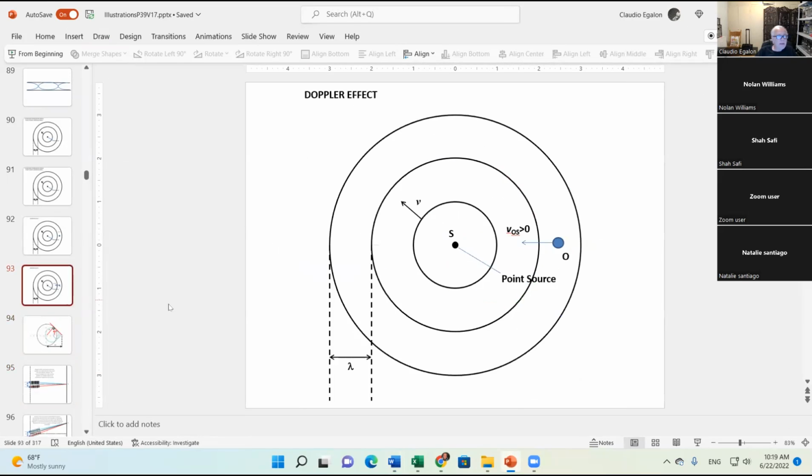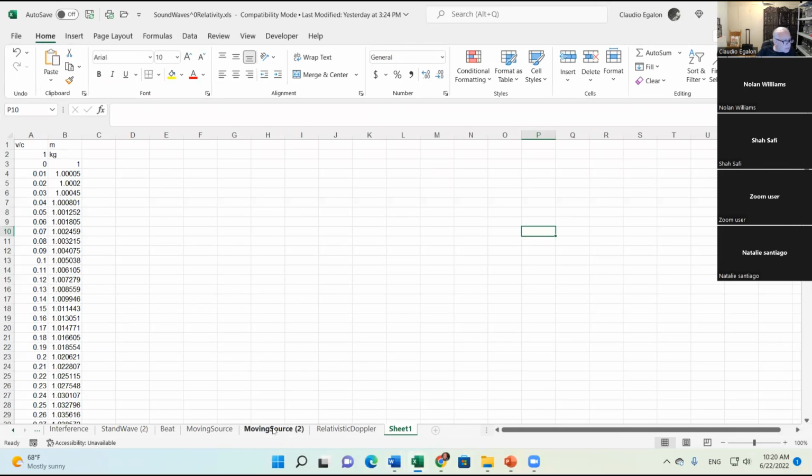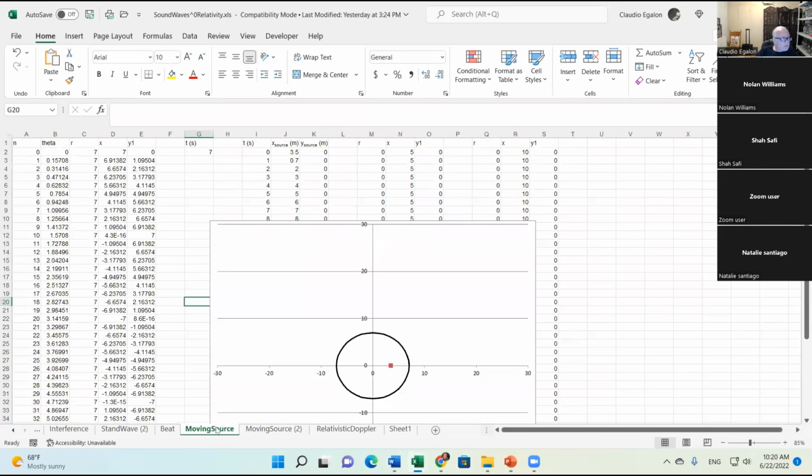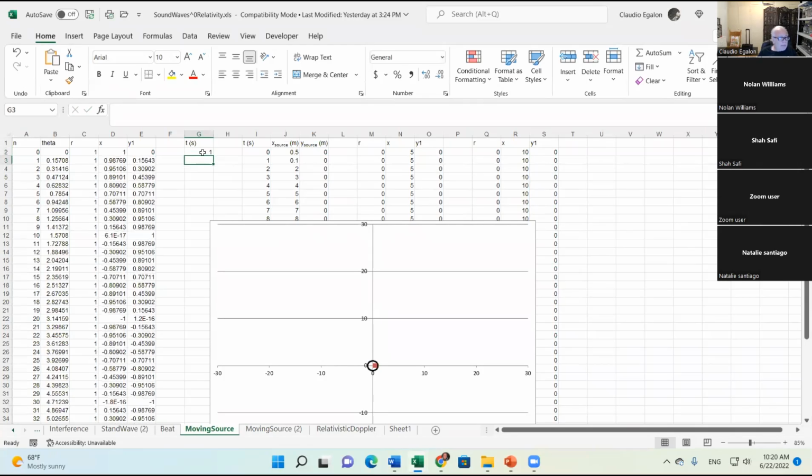Unfortunately, I do not have an illustration here for that. But maybe I have it here. Moving source. Okay, here we go. I have a simulation here for you. Let's start at time t equal to 0. Here's the source, your ambulance, which is moving towards you and emitting a sound wave.